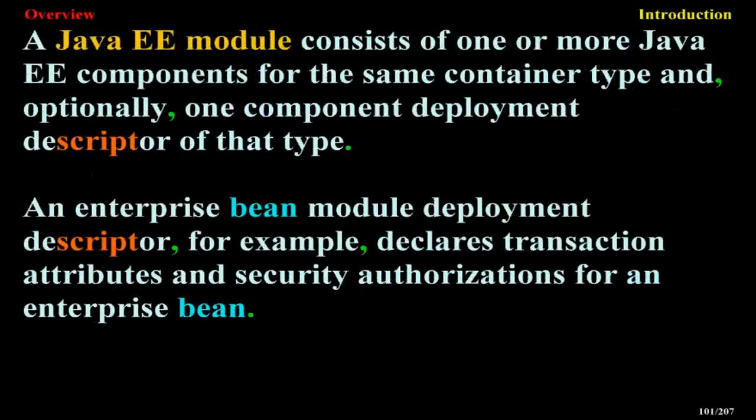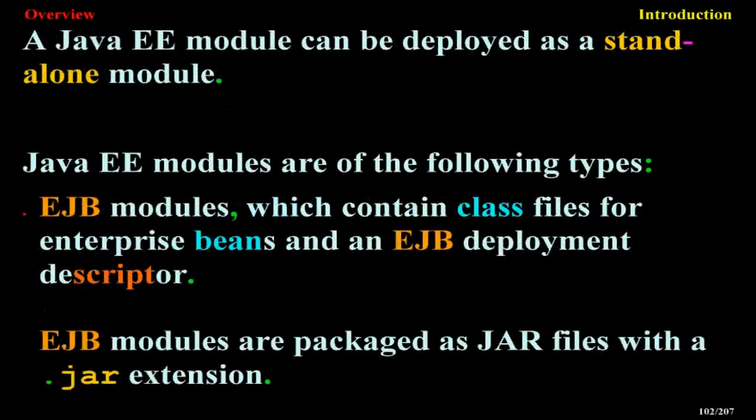A Java EE module consists of one or more Java EE components for the same container type and, optionally, one component deployment descriptor of that type. An enterprise bean module deployment descriptor, for example, declares transaction attributes and security authorizations for an enterprise bean. A Java EE module can be deployed as a standalone module. Java EE modules are of the following types: EJB modules, which contain class files for enterprise beans and an EJB deployment descriptor. EJB modules are packaged as JAR files with a .jar extension.